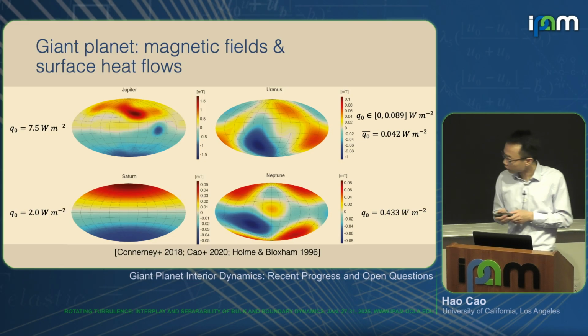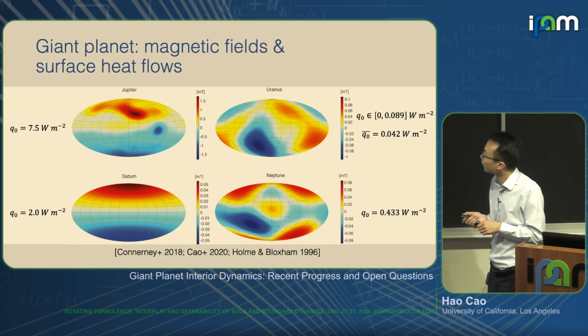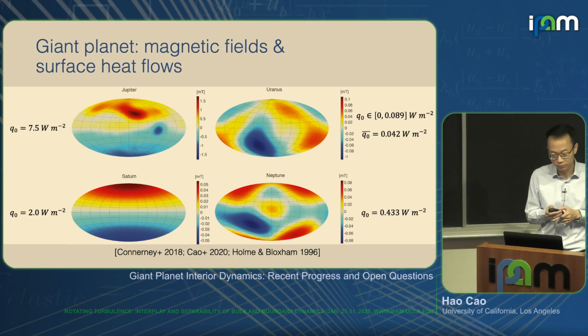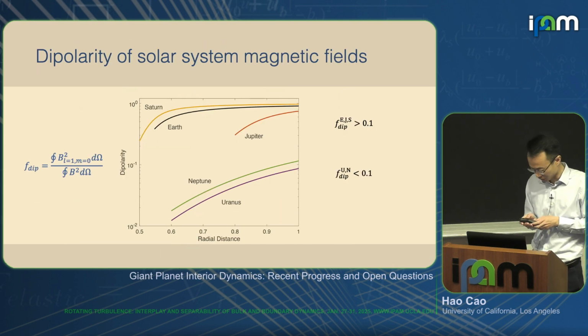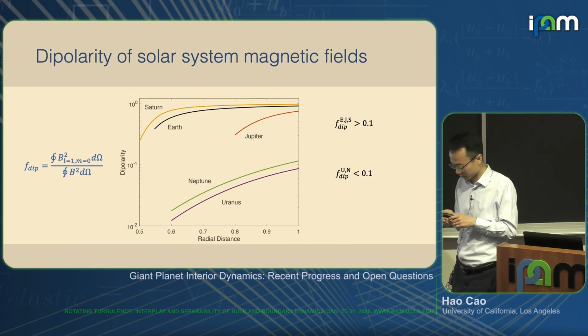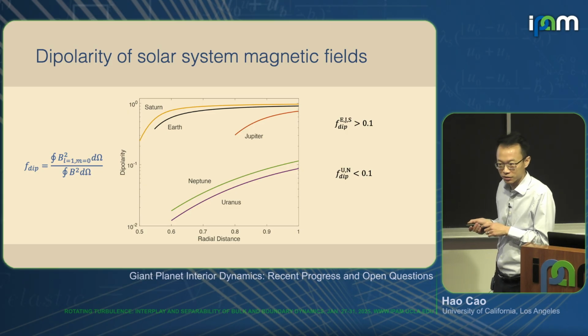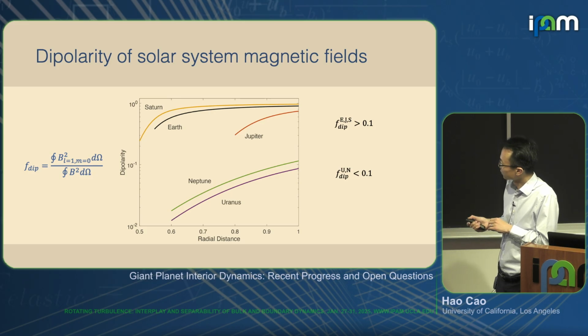Now, if you just look visually, you'd say Uranus and Neptune seem to have a very different magnetic field compared to that of Jupiter and Saturn. You can also do this in a slightly more quantitative fashion by calculating something called the dipolarity, which is just the ratio of energy in the axial dipole to the total magnetic energy being measured. You can evaluate this at the surface of a planet. You can also evaluate it inside the planet, assuming the region you evaluate has no electrical currents. If you do so, Earth, Jupiter, and Saturn all have a dipolarity greater than about 0.1.